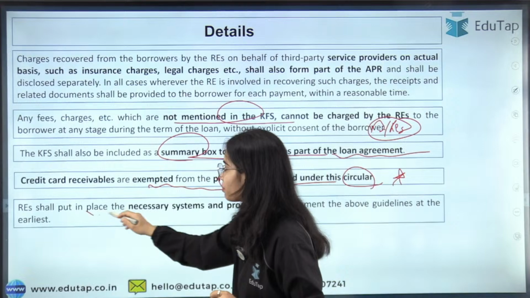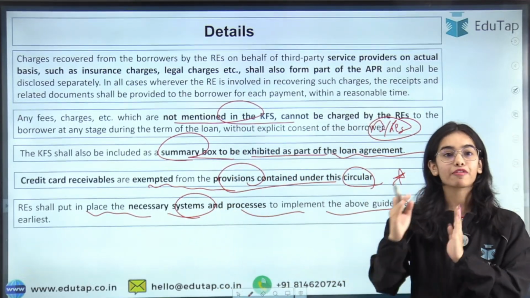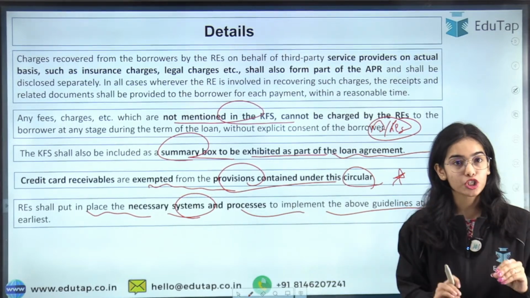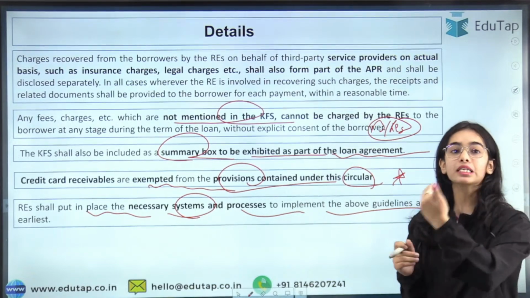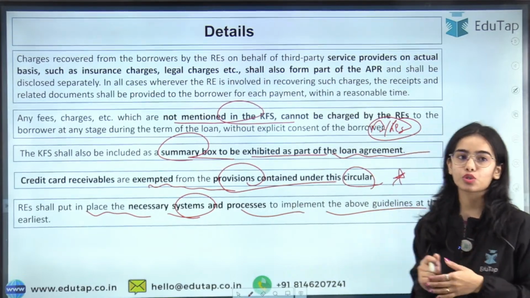Regulated entities shall put in place the necessary systems and processes to implement the above guidelines, where the KFS is provided with the complete information, where the APR is completely shown, as well as the amortization schedule. The amortization schedule means the repayment schedule is also shown properly.